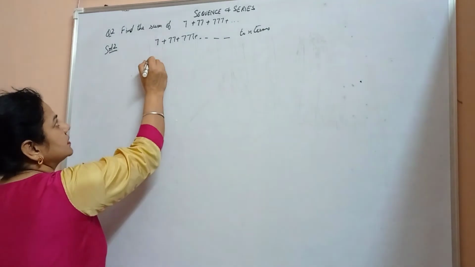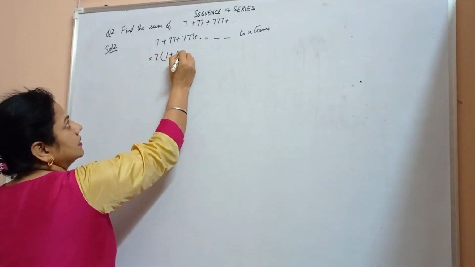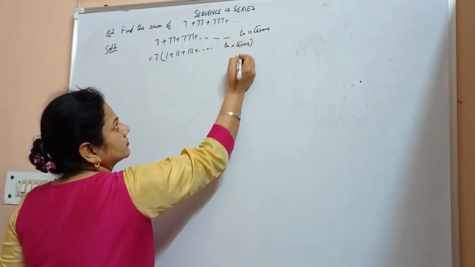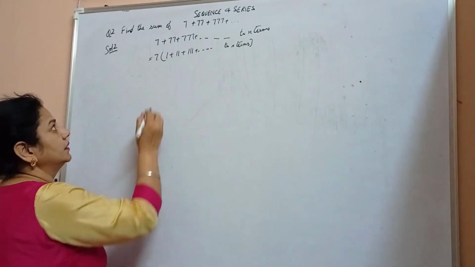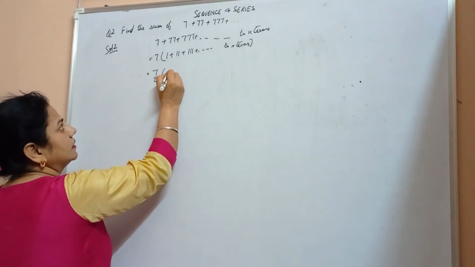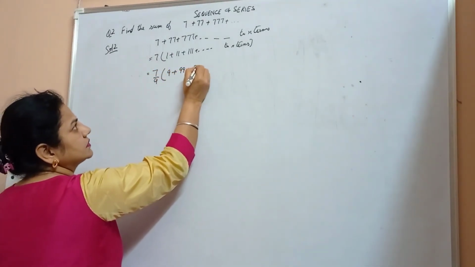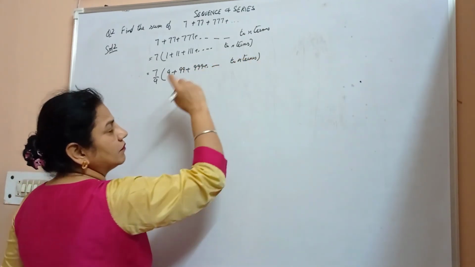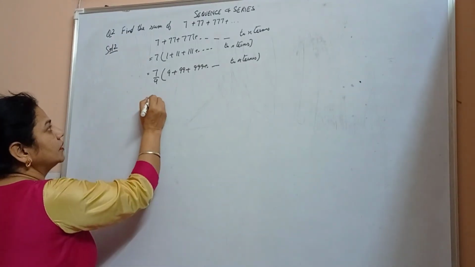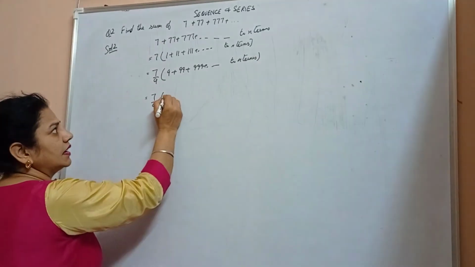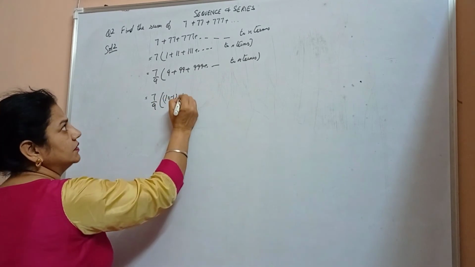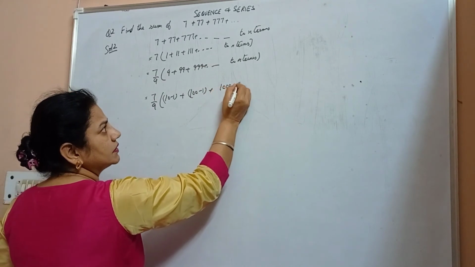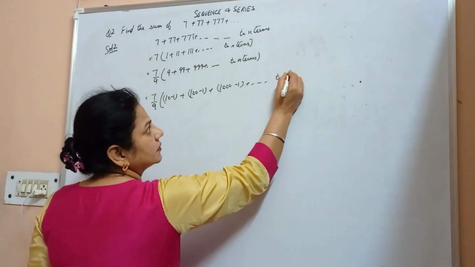In this case, I take 7 common. I am left with 1 plus 11 plus 111 and so on to n terms. So multiply and divide by 9. I will get 7 by 9 times (9 plus 99 plus 999 and so on to n terms). As we have to calculate the sum to n terms, here we have 7 by 9. Instead of 9, I can write 10 minus 1, and instead of 99, I can write 100 minus 1. Similarly, for 999, I can write 1000 minus 1 and so on to n terms.